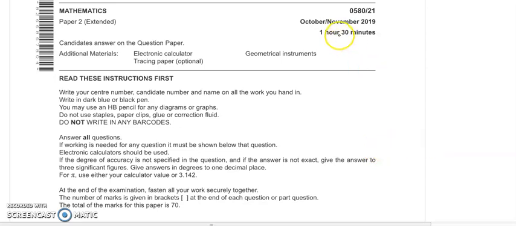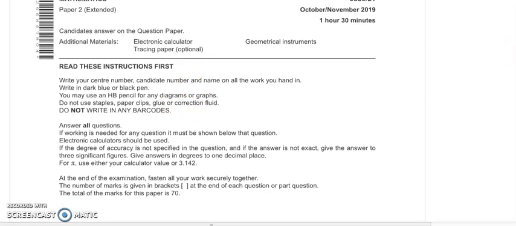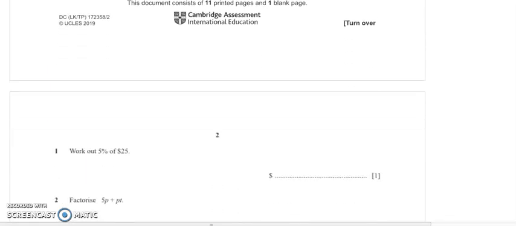Hi, in this video we are going to solve a past paper for IGCSE Mathematics 0580. We are going to solve the paper 2 variant 1 for October-November 2019. So you already know that here are some instructions that you need to follow while solving the paper. So let's straight away go and start solving our paper.